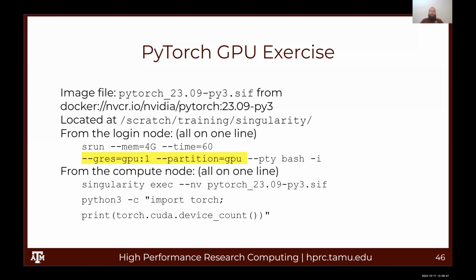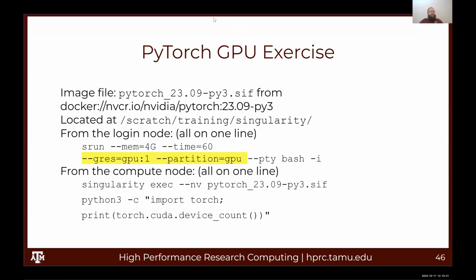Relative to what we did before, that means you need to add two flags. The gres equals gpu:1, which is the Slurm directive for I need one GPU, please. And partition equals gpu, which is the Slurm directive for I need to be on one of the nodes that has GPUs. And those are actually two different things. Requesting access to a GPU and requesting to be placed on a node that has GPUs don't actually necessarily go together.